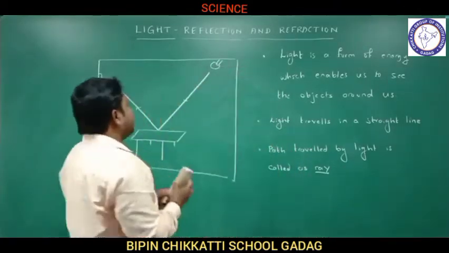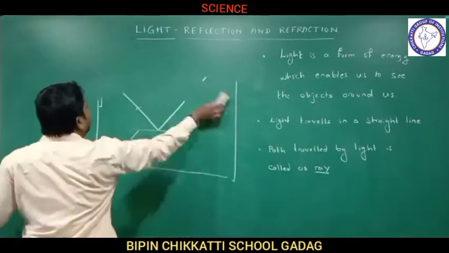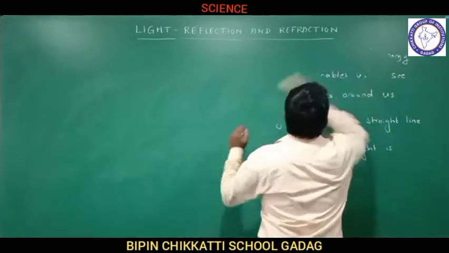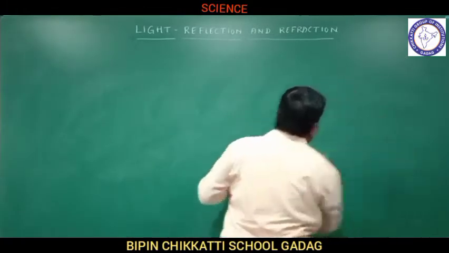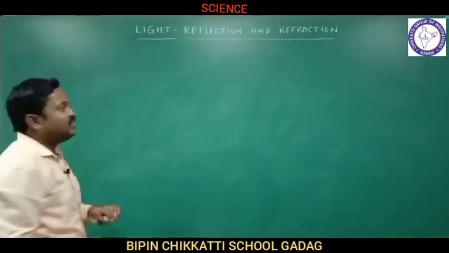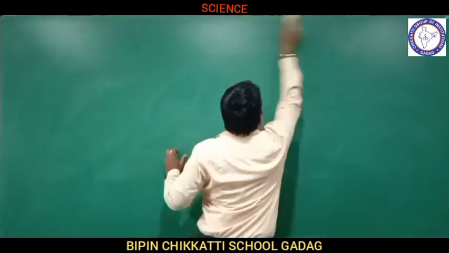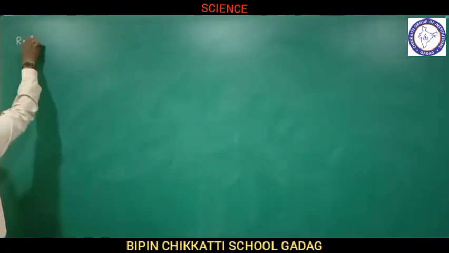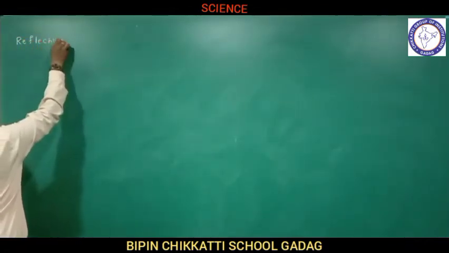Now let us understand more about light. In this chapter you will be learning about two phenomena of light. One is reflection and another one is refraction. Let me begin with the first one, that is reflection of light. What is reflection of light?